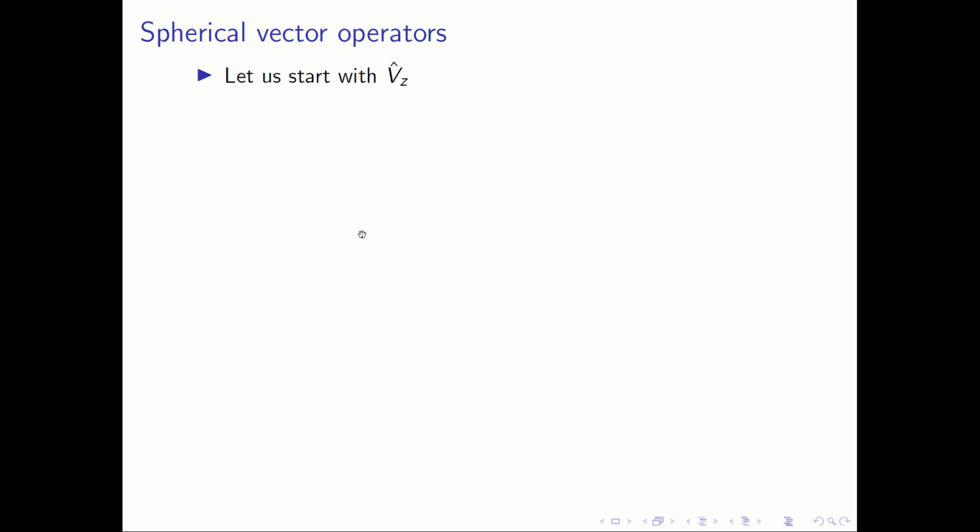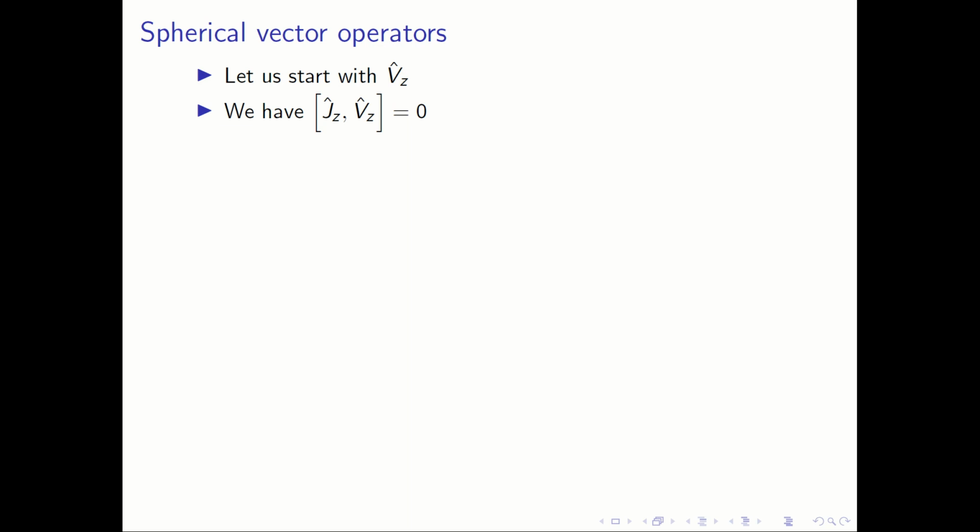So first, to see this, we are going to talk about spherical vector operators, and to understand this, let us start with the operator Vz. Now Vz is of course the z component of a vector operator. We already know that by virtue of being a vector operator, Vx, Vy, Vz have definite commutation relations with the angular momentum operators Jx, Jy and Jz. In particular, the commutator of Vz with Jz is just 0.